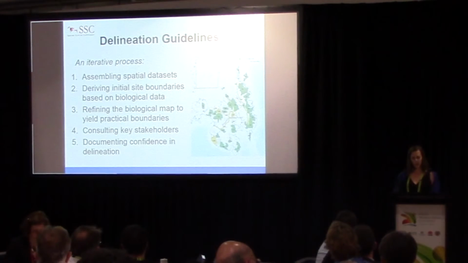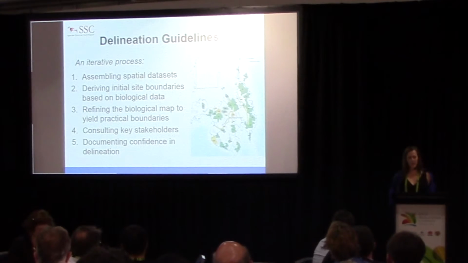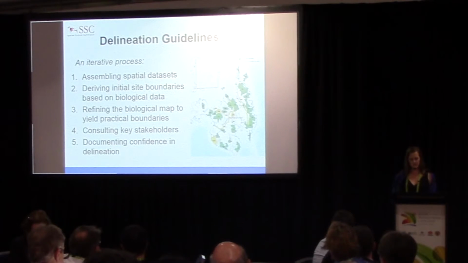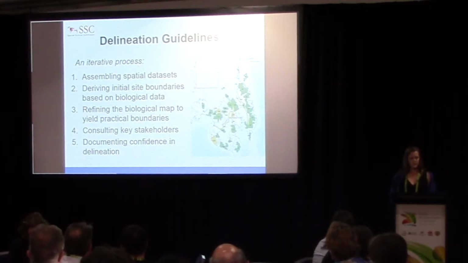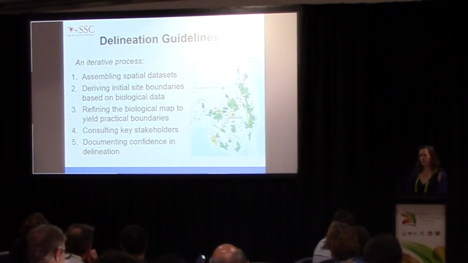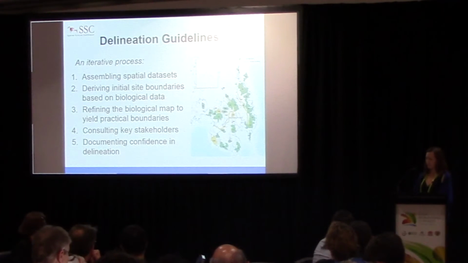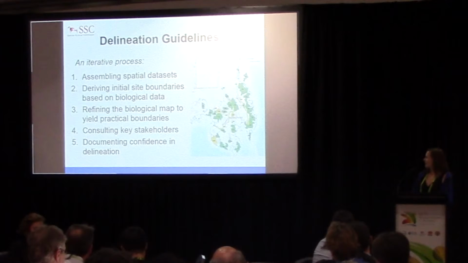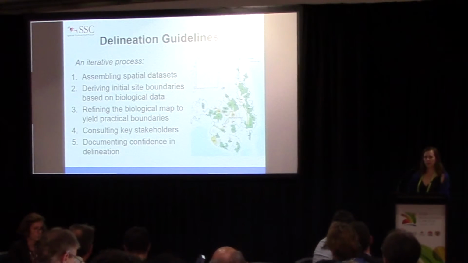Delineation of KBAs requires guidance rather than a set of formal rules because it's context dependent. The aim of KBA delineation is to derive site boundaries that are biologically relevant yet practical for management. So delineation is an iterative process that typically involves the following steps: assembling spatial data sets, defining initial site boundaries based on biological data, refining those boundaries to yield practical boundaries, consulting key stakeholders, and documenting the confidence in the delineation.